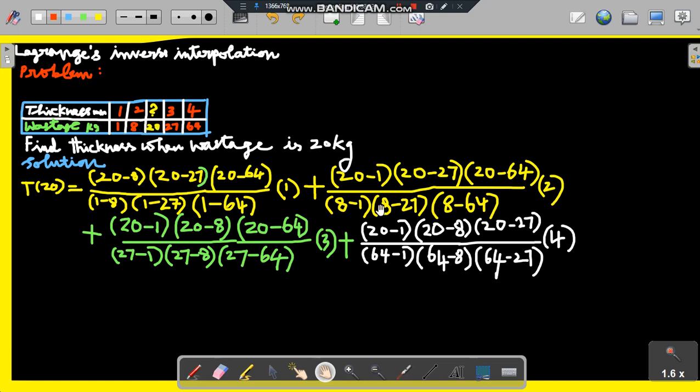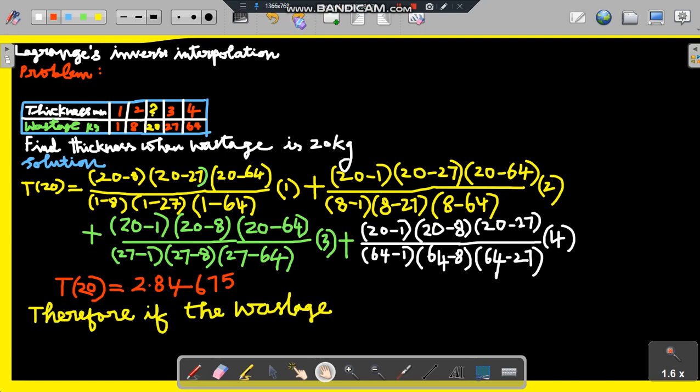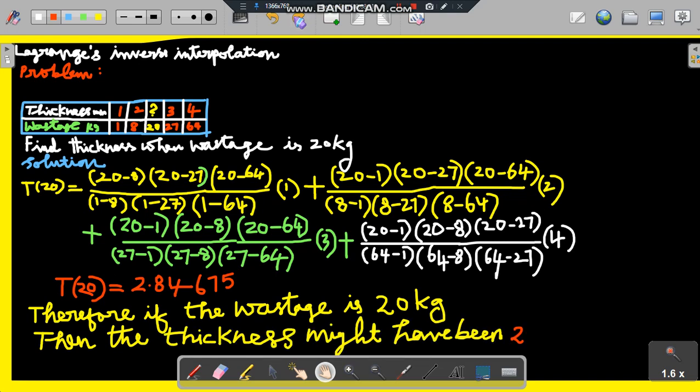If you simplify this, the answer you get for the thickness when the wastage is 20 is 2.84675. Therefore, what we understand is that if the wastage is 20 kilograms, the thickness might have been 2.84675 millimeters.